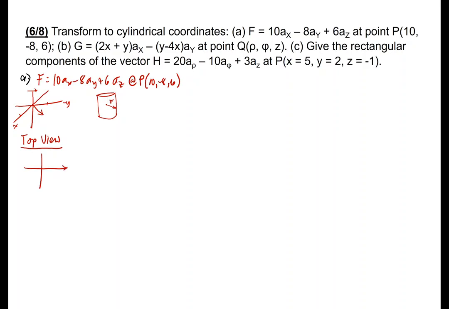So this is, let's say, your y, and then this is your x. So given 10, you have 10 here, then you have negative 8 for your y. This time I follow the convention, positive y is on the right side. So we can visualize our cylinder. This is actually the rho, and then your P is actually here. So I write rho here.